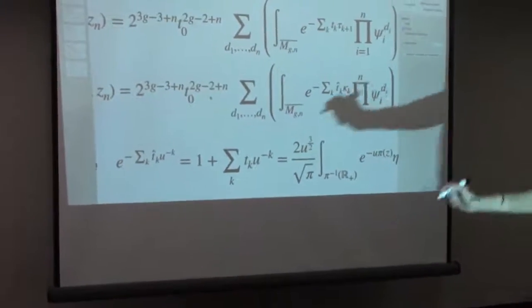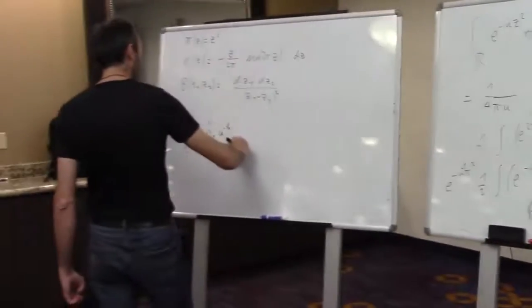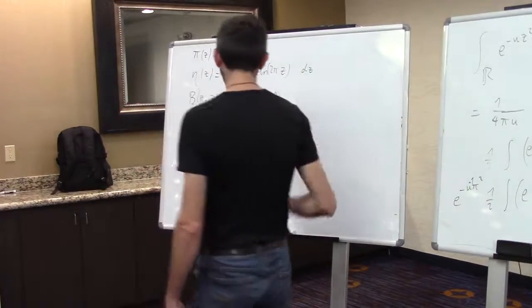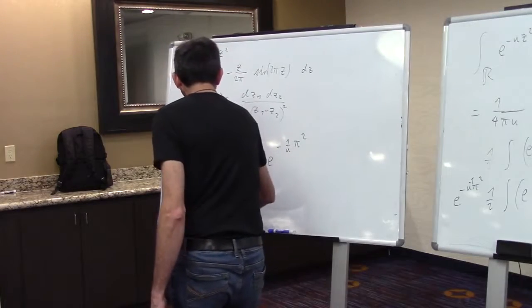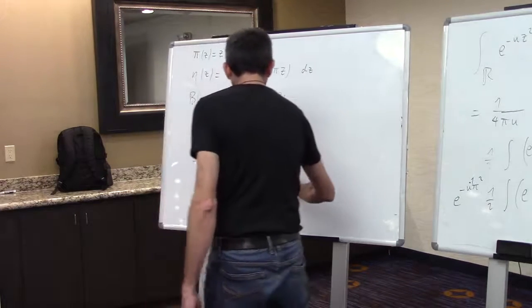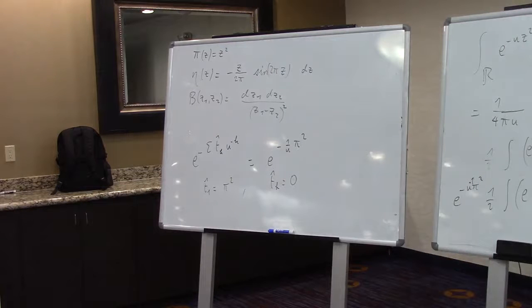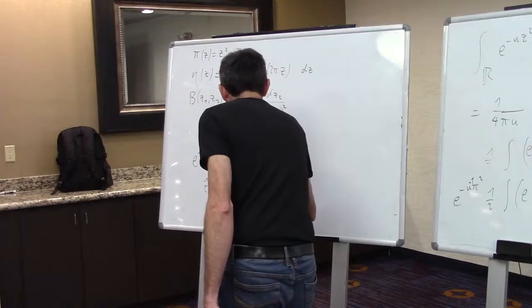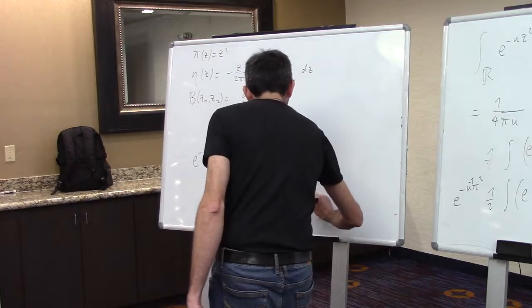And in the end, what you will see is that, for example, exponential minus sum of t hat k u to the minus k will be just exponential minus pi squared over u. Which means that basically t hat 1 equals pi squared, and all the other t hat k's are 0. So in the end, what it tells you is that exponential sum of t hat k kappa_k is just exponential pi squared kappa_1.